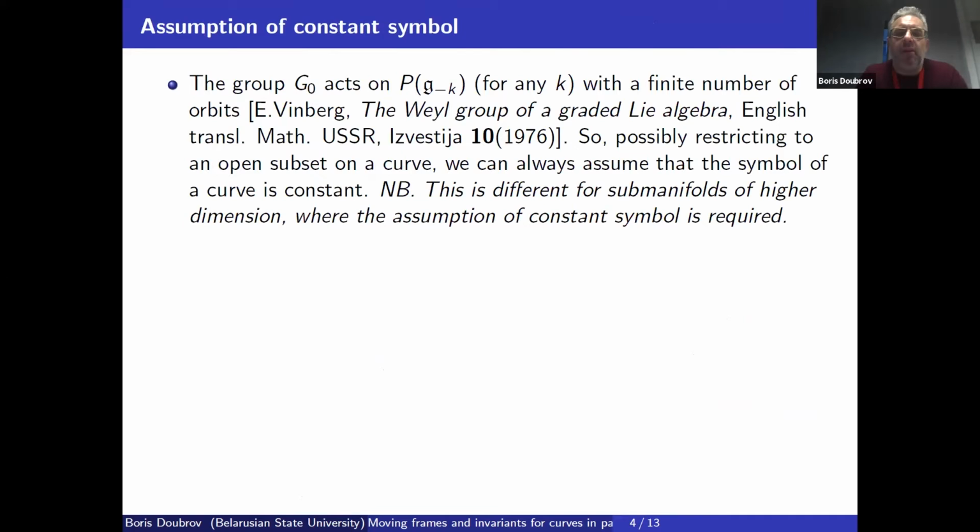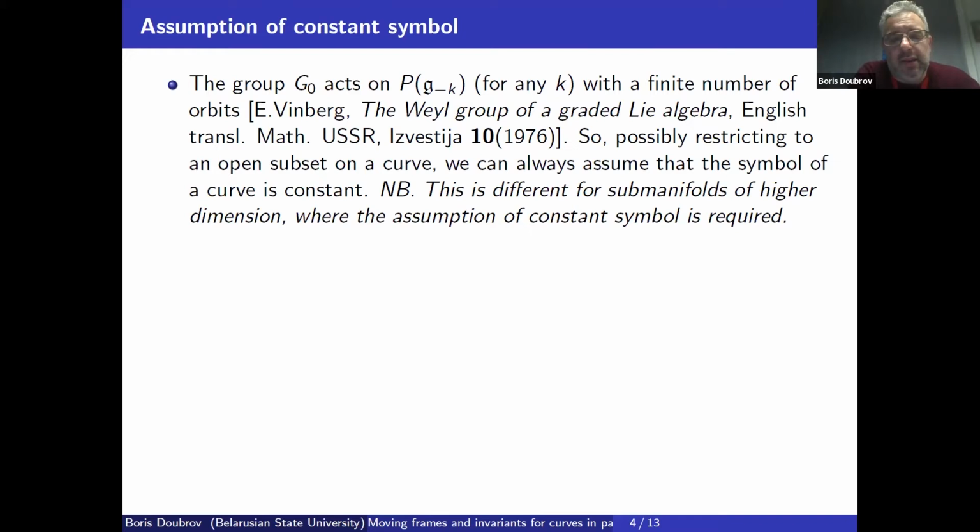Okay, so last time I was saying that the only assumption in the whole theory is an assumption of a constant symbol. Here, in the case of curves, this becomes even weaker because we have a very nice property that the group G0 acts on lines in g_{-k}, so essentially on the projective space associated with g_{-k}, with a finite number of orbits. This is true for complex and real numbers. So this would work for complex parabolic homogeneous spaces as well as real ones.